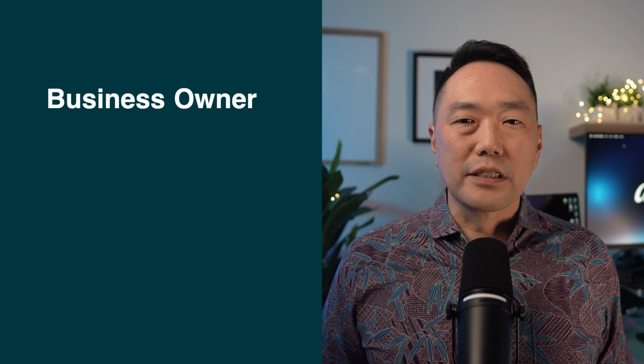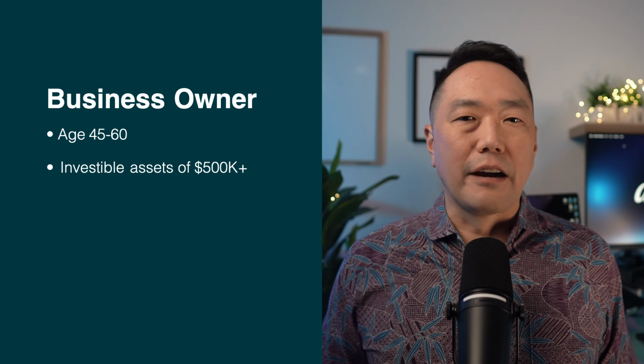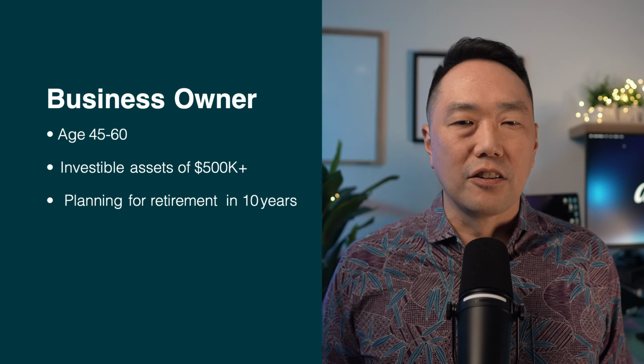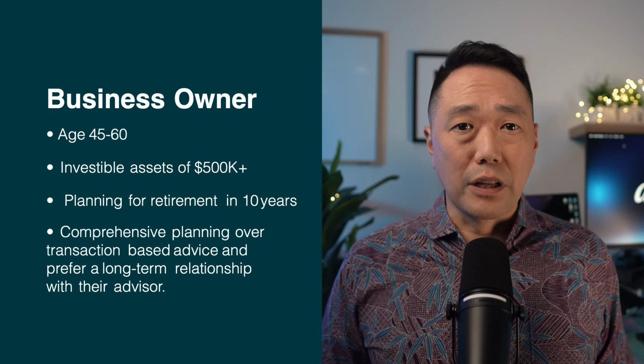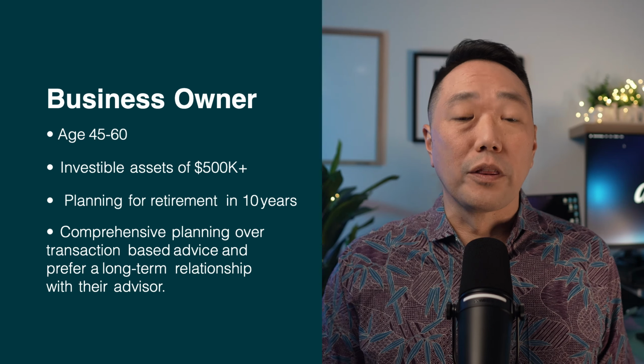Here's an example of a completed ICP statement for a financial advisor. Our ideal customer is a business owner or executive ages 45 to 60 with investable assets of $500,000 or more who is planning for retirement within the next 10 years. They value comprehensive planning over transaction-based advice and prefer a long-term relationship with their advisor. Keep it to a few sentences. If you can't explain your ICP in 30 seconds, it's too complicated.